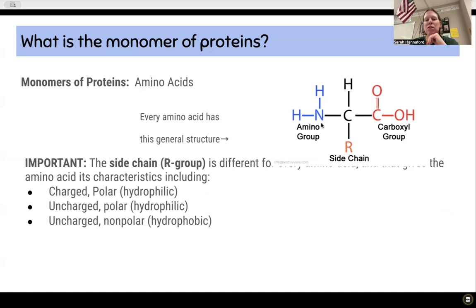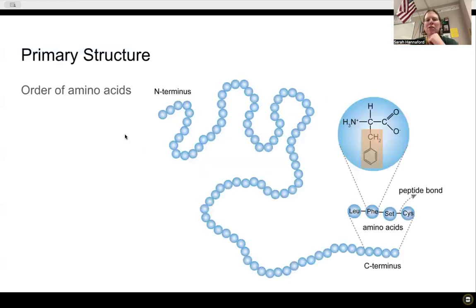There's the amino group, which is what gives it its name. So it has nitrogen. There's the side chain, which gives it its properties. And then there's the carboxyl group, which usually gives it a pretty good charge or makes it a little bit acidic, which is really nice. So this is our general structure of amino acids. We put those together, we get a protein. So the primary structure of a protein is just the order of the amino acids.